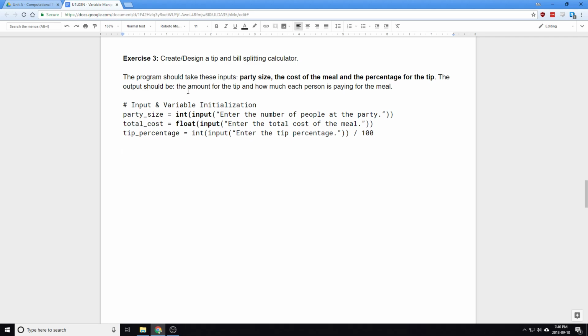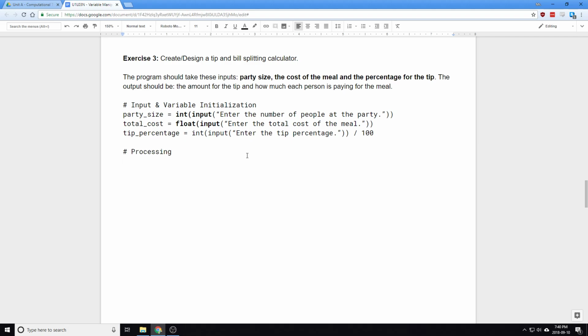And that's it, because we only need the three inputs: party size, the cost of the meal, and percentage for the tip. Most often, the question itself will give you all the inputs and the variables that you need to initialize. Therefore, you really need to worry about how your processing would be and what your output should look like. Here we go. Let's get into our processing.